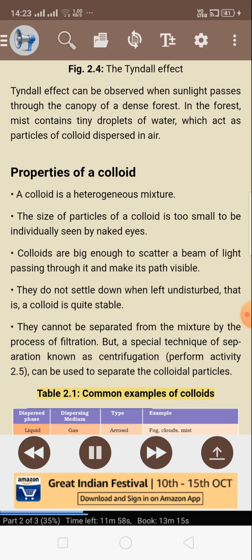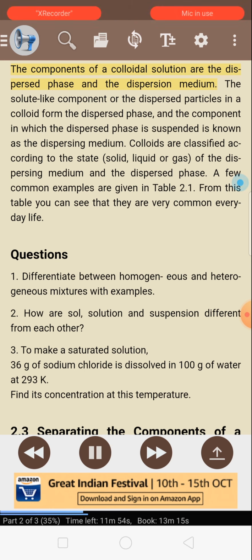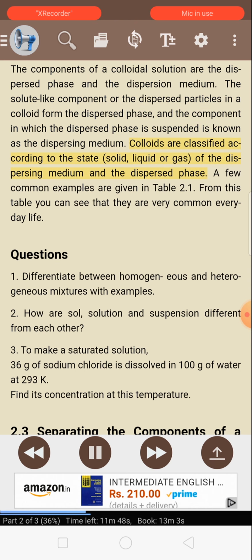Table 2.1, common examples of colloids. The components of a colloidal solution are the dispersed phase and the dispersion medium. The solute-like components or the dispersed particles in a colloid form the dispersed phase, and the component in which the dispersed phase is suspended is known as the dispersing medium. Colloids are classified according to the state, solid, liquid or gas, of the dispersing medium and the dispersed phase. A few common examples are given in table 2.1. From this table you can see that they are very common in everyday life.